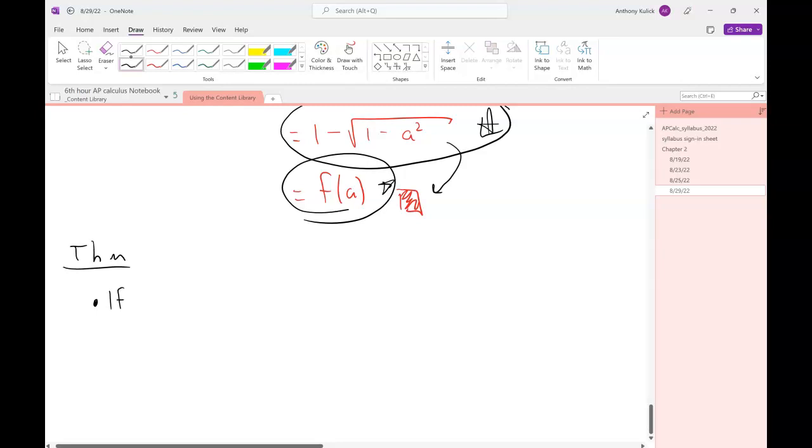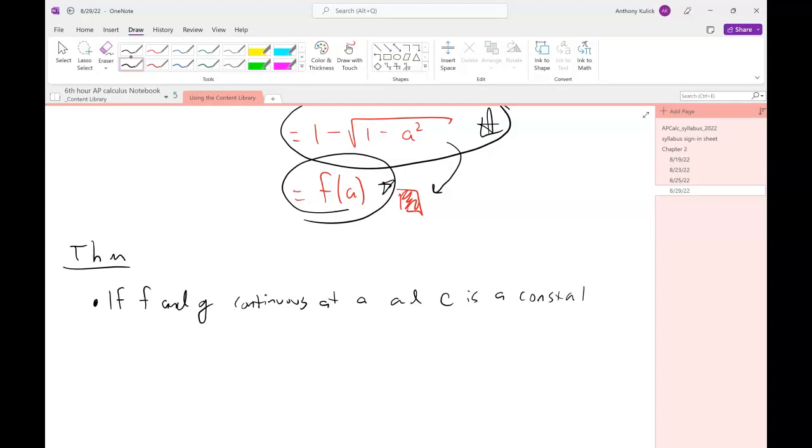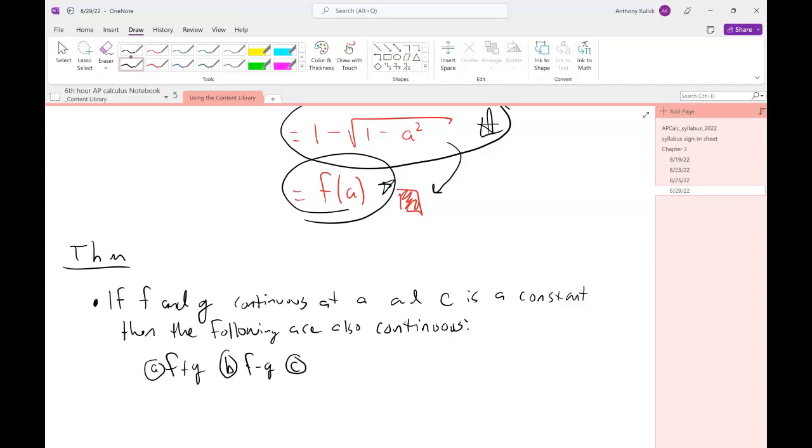Theorem dump time. And then we'll talk about why these theorems are important, how we can use them together. So if f and g are continuous at a and c is a constant, then the following are also continuous. F plus g, F minus g, C times F, F times G, F divided by G, provided that G of A is not zero.